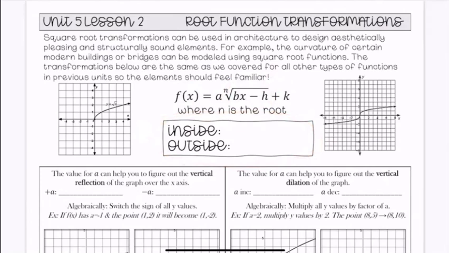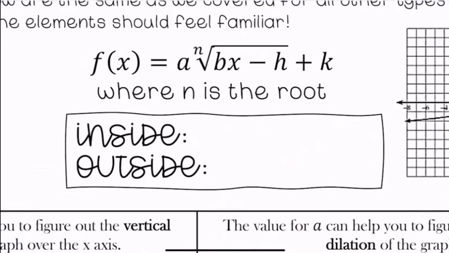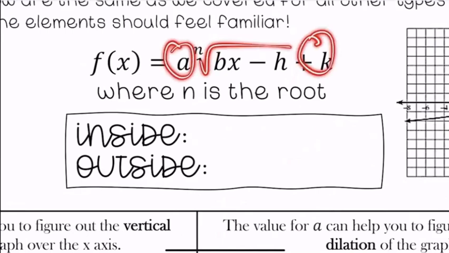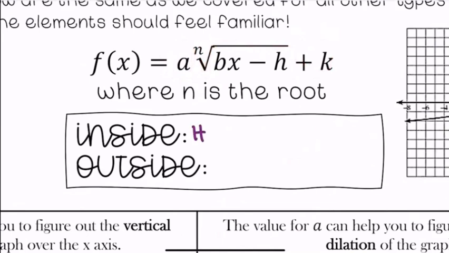Just to narrow it down, you can either be vertical or horizontal. So if you're on the inside of parentheses, or for this equation, the inside of the radical, so in that radicand, that's going to be a horizontal change. And if you're on the outside of the radical, which would be a and k, that is a vertical change. I'm just going to fill that in right here. Horizontal change and vertical change.